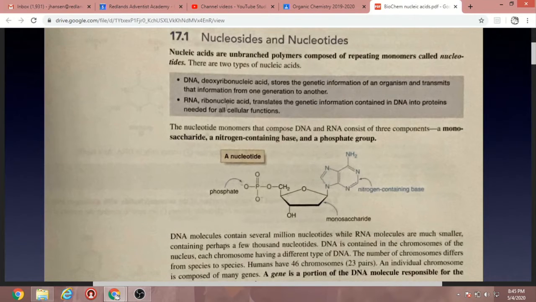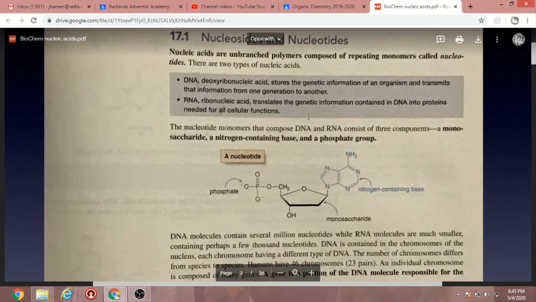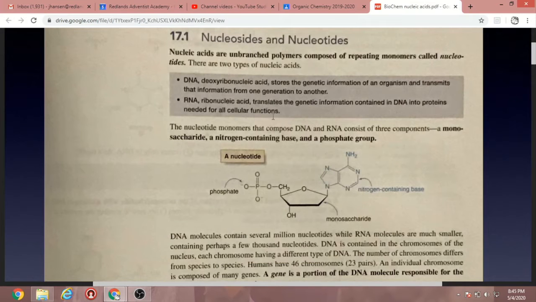Now, ribonucleic acid is what translates that DNA. Something's got to translate or read that stored information, and it's the RNA, it's the ribonucleic acid that translates. That's the word to circle in that sentence. It translates the genetic information that's contained in the DNA into proteins needed for cellular functions. Remember, DNA ultimately codes for making proteins, and it's the RNA that reads the DNA to do that.